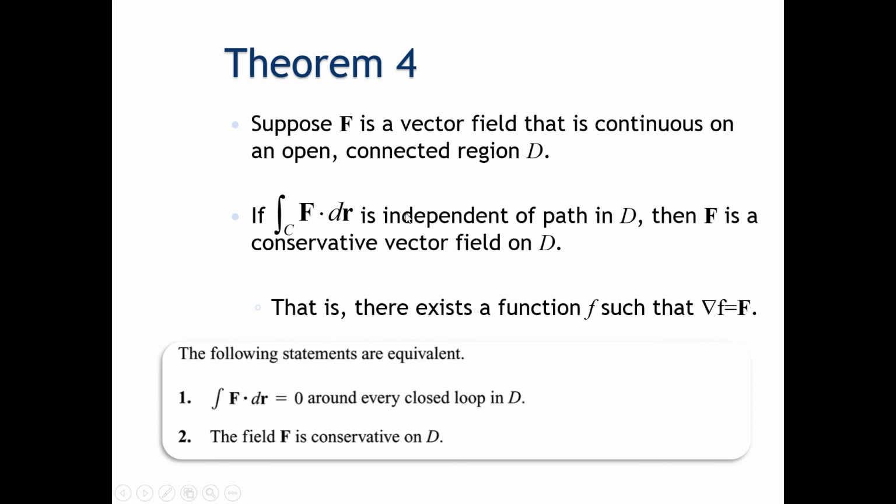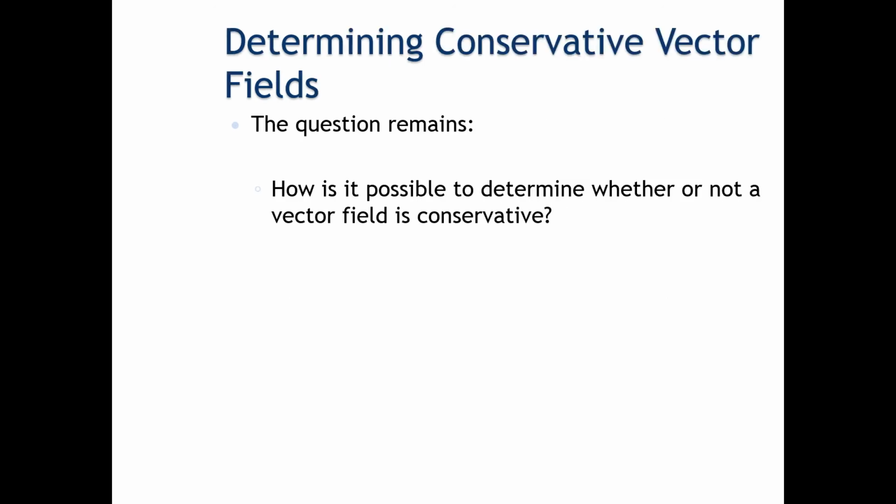Okay. So suppose that F is a vector field that is continuous on an open connected region D. If the line integral of F dot dr is independent of path in D, then F is a conservative field on D. So that is, there exists a function f such that del f is equal to F. And this is just a remark, not connected with this, but you should remember this for further applications.